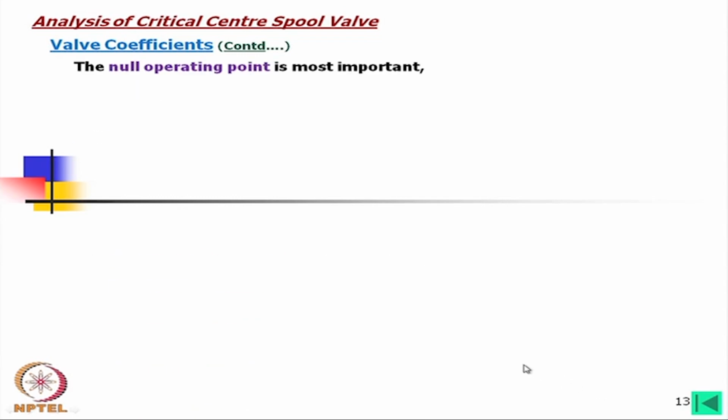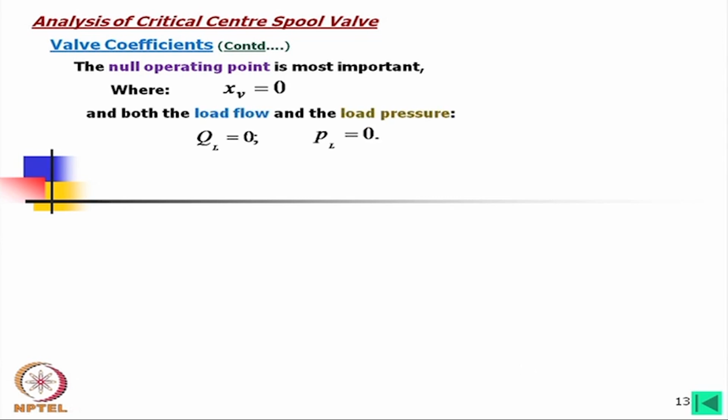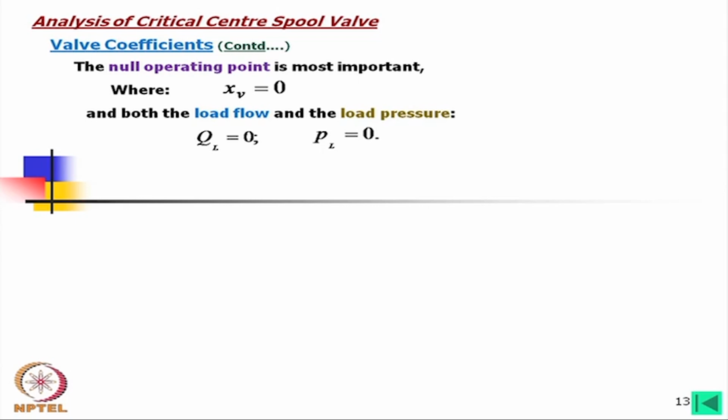The null operating point is most important, where the stroke is equal to 0 and both the load flow and the load pressure are also 0. Now, at the null position, in this case we are considering the neutral positions. It might be about the operating point because maybe the motor or the cylinder is running in both directions.